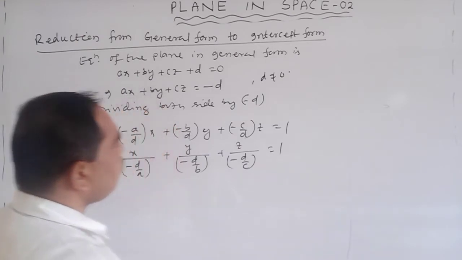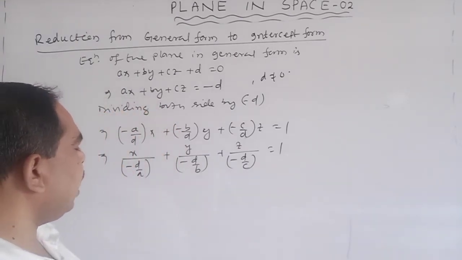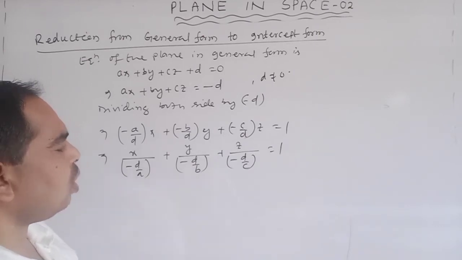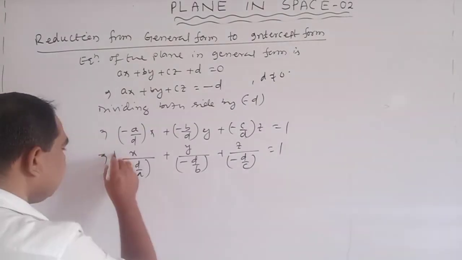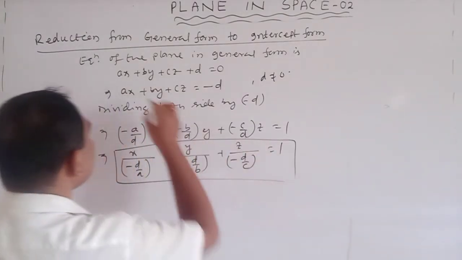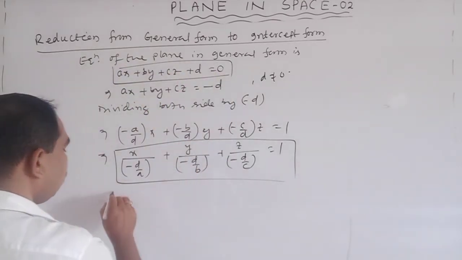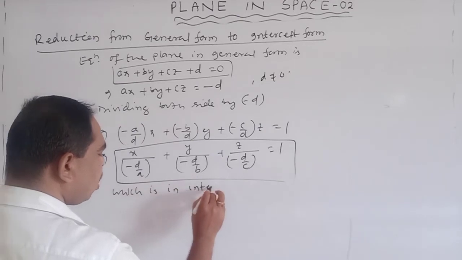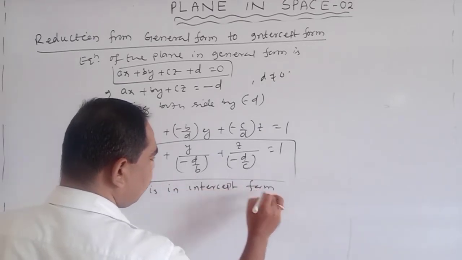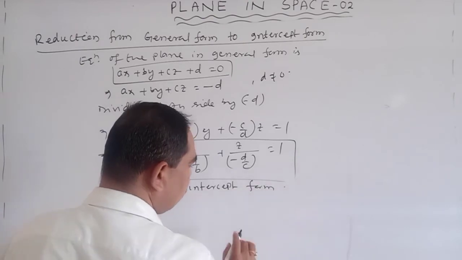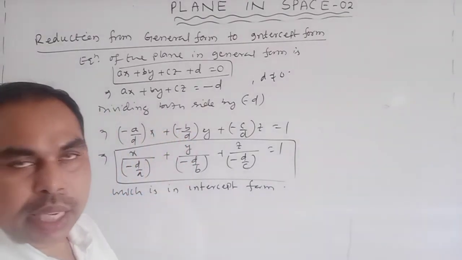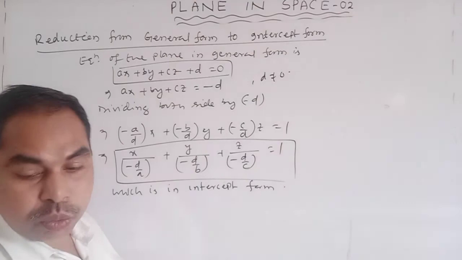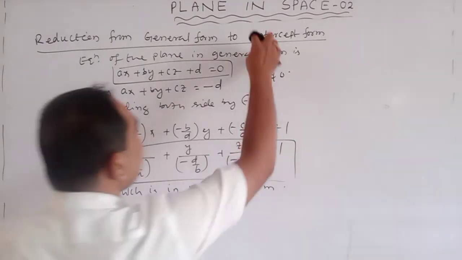Okay, so this is the equation of the plane in intercept form. This is the general equation of the plane reduced to intercept form. Okay, next, equation of plane: reduction from general form to what? Normal form. General form to normal form. Okay.